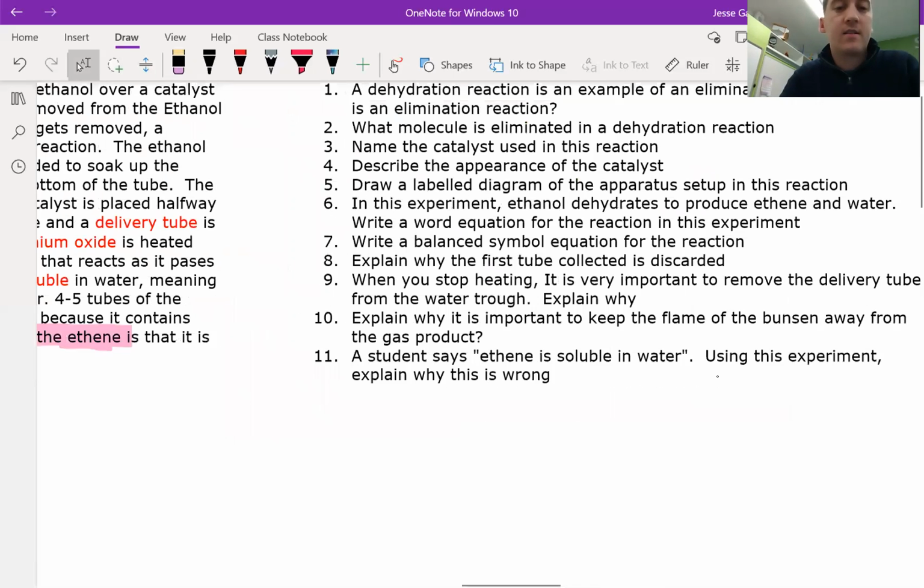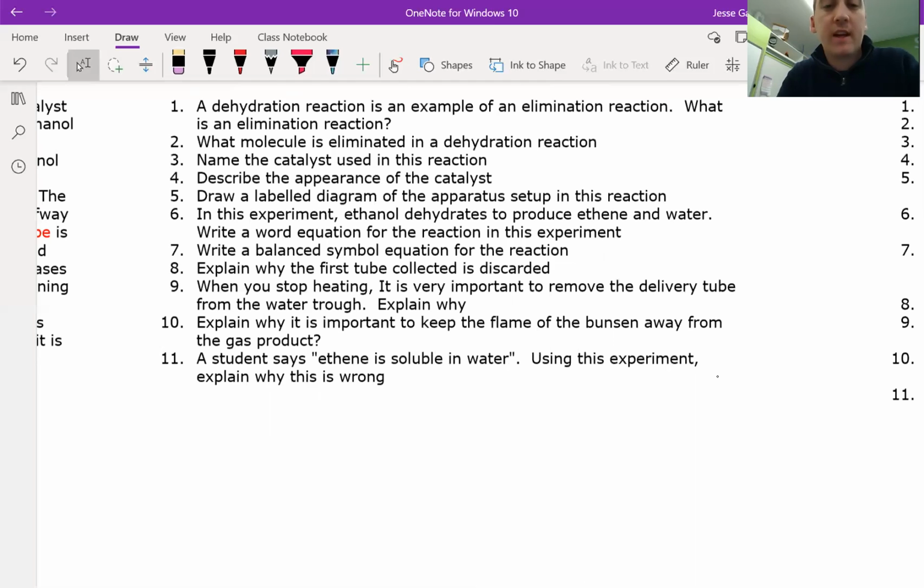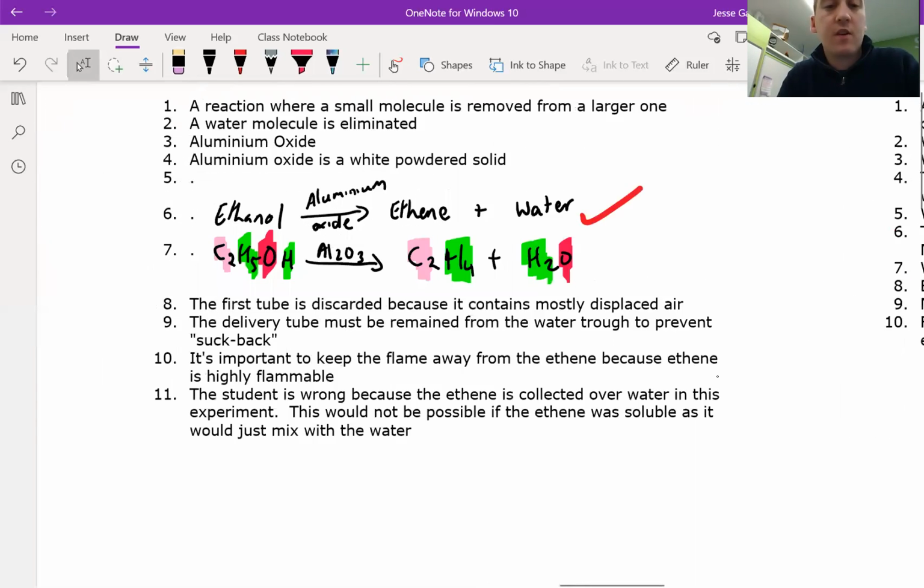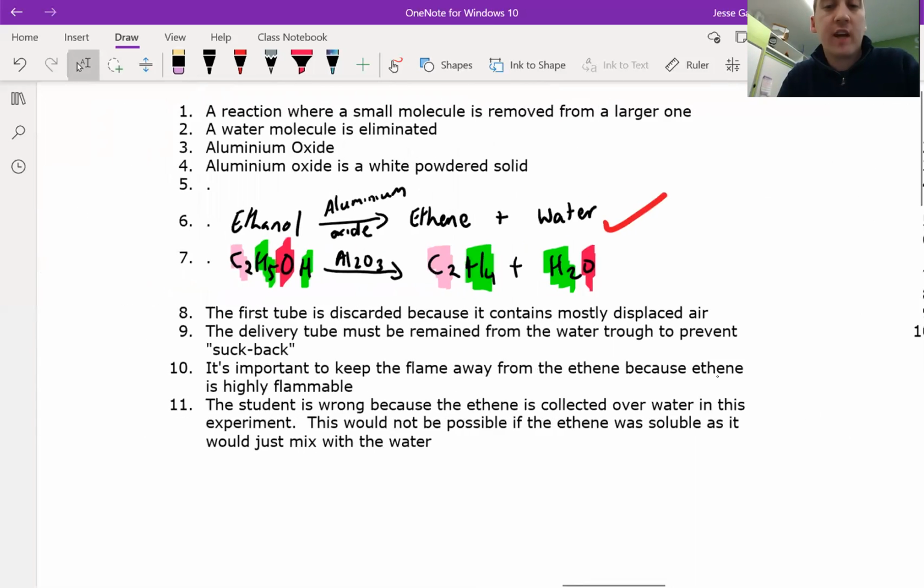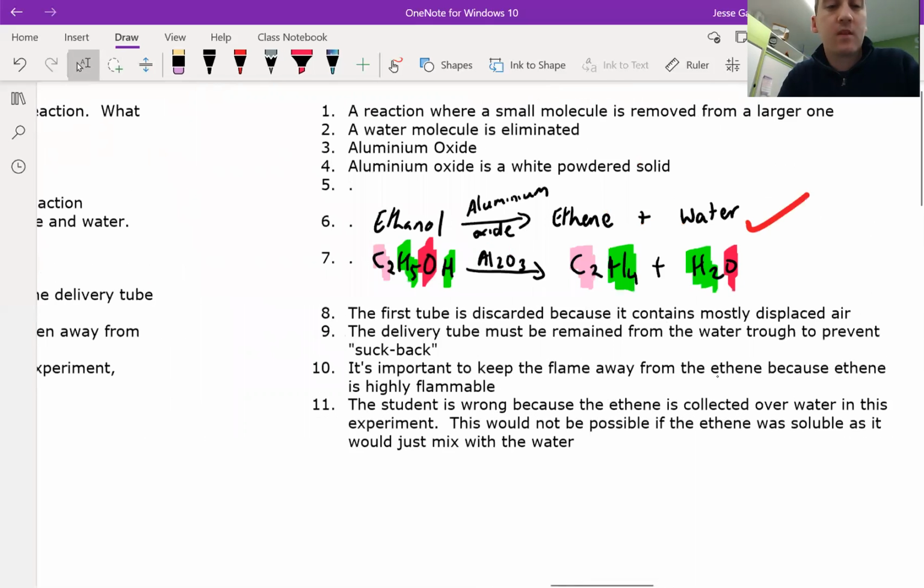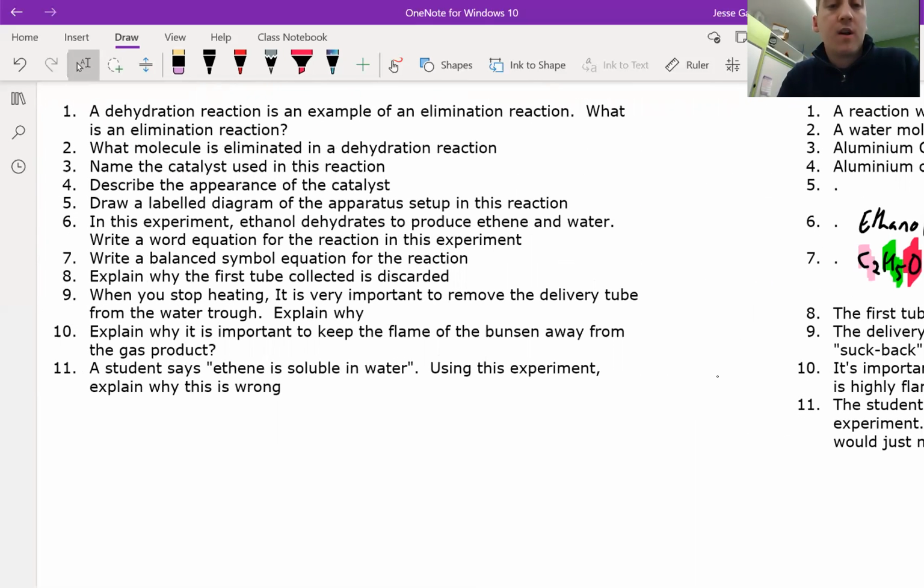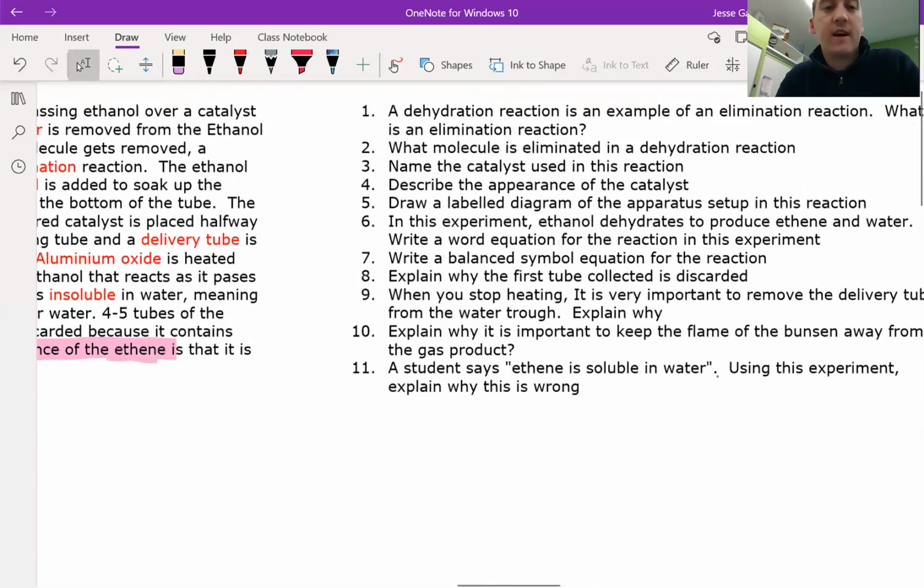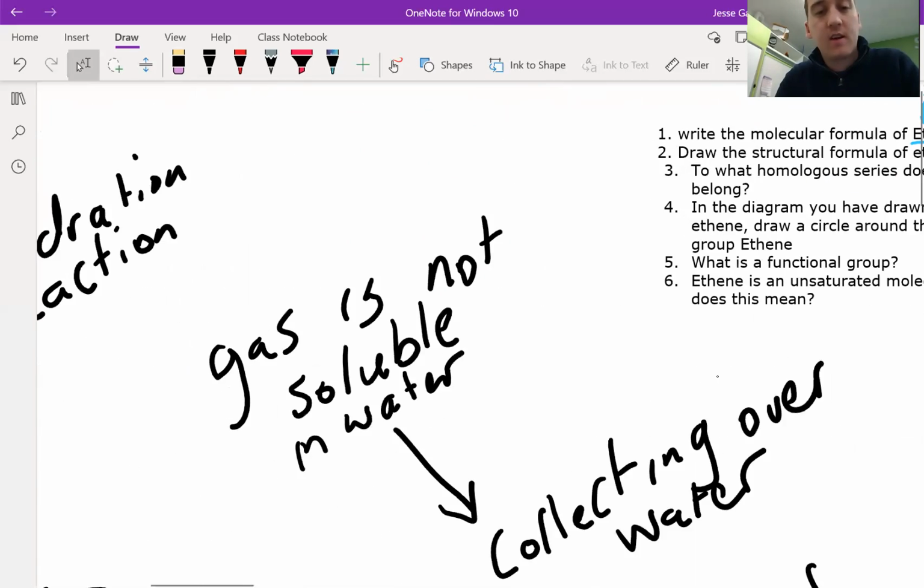Number 8 asks, explain why the first tube collected is discarded. First tube collected is discarded because it contains mostly displaced air. Number 9, when you stop heating, it is very important to remove the delivery tube from the water trough. Explain why.